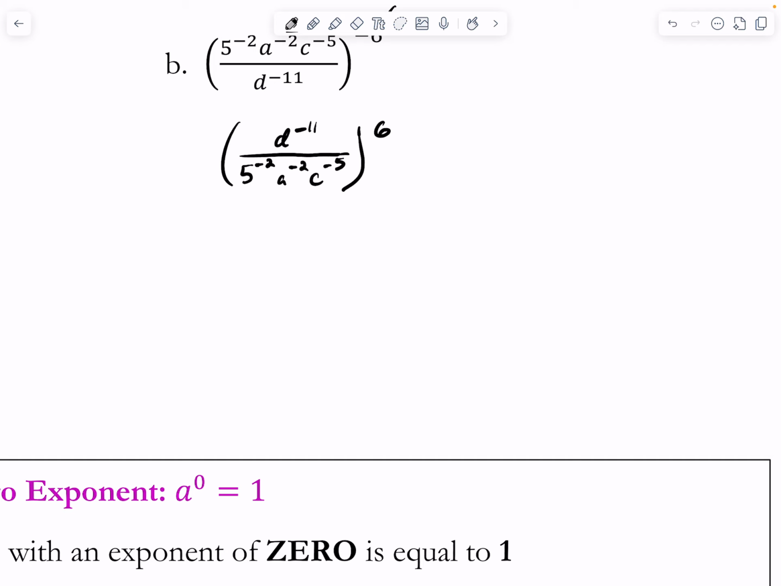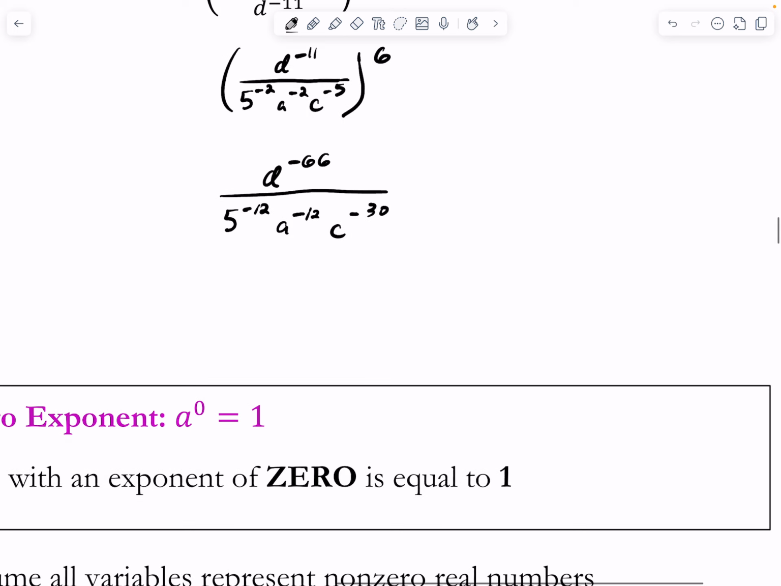It doesn't matter. You should get the same thing. So I'll do power to a power first. So negative 6 times 6 power. This is going to be to the negative 12th power, a to the negative 12th power, and c to the negative 30th power. And then they need to move across to become positive.